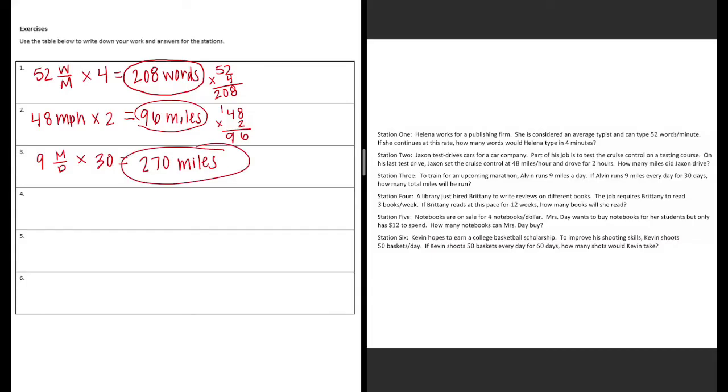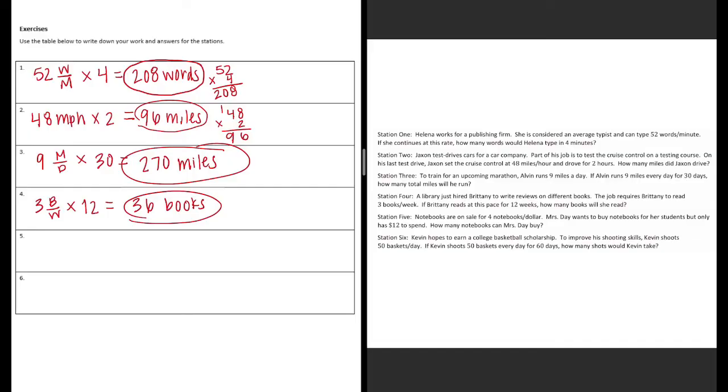in 30 days. Station 4. A library just hired Brittany to write reviews on different books. The job requires Brittany to read 3 books a week. If Brittany reads at that pace for 12 weeks, how many books will she read? So 3 books per week for 12 weeks. So times 12. 3 times 12 is 36, so she would read 36 books in 12 weeks.